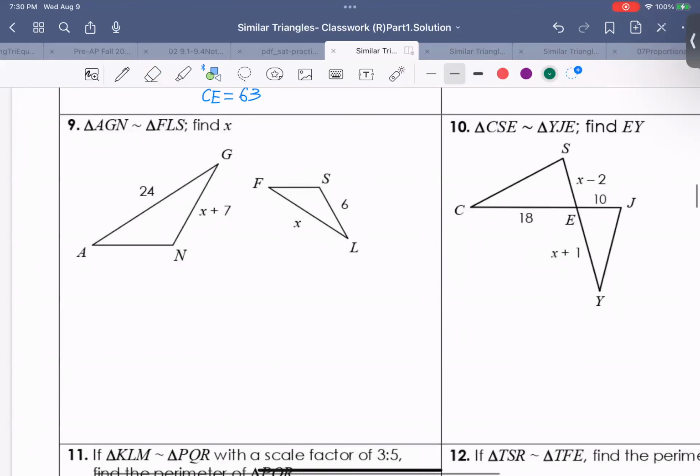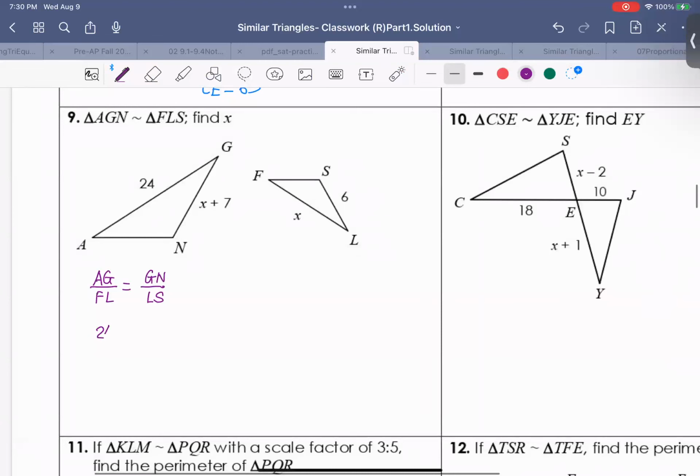Chloe, you can unmute yourself. Let's try this one together. We will do this over this, okay? Let's list the letters first. AG over FL equals GN over LS. Very good. So AG is who? 24 over X. Good. And then GN is who? X plus 7 over 6.